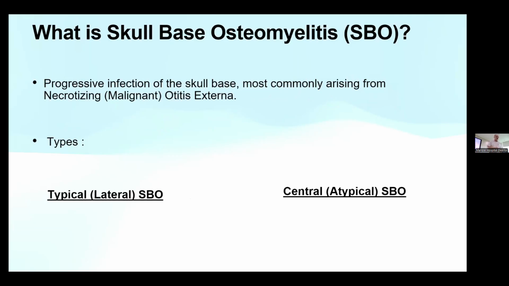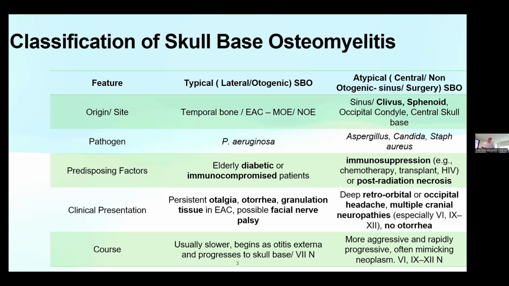So this is essentially what skull base osteomyelitis is. It is a process starting from necrotizing otitis externa, and it's a progressive infection involving the skull base. Essentially, there are two types. The one ENT more commonly sees is the lateral type, or the typical skull base osteomyelitis. The other one is central, which more often presents to the neurologist because there are very few or no ear findings. There may be nasal symptoms, and it is very important to differentiate between the two.